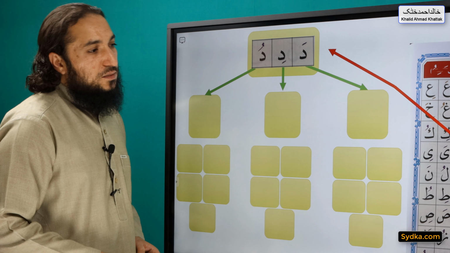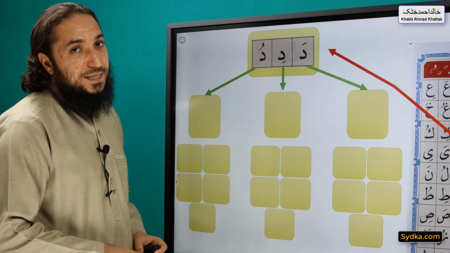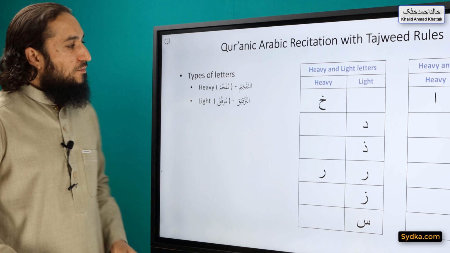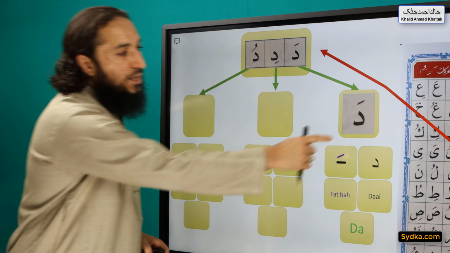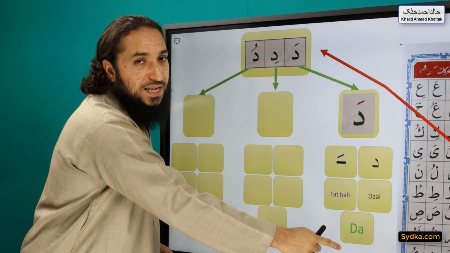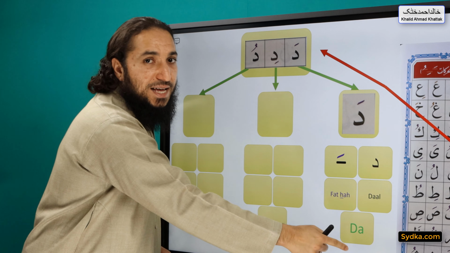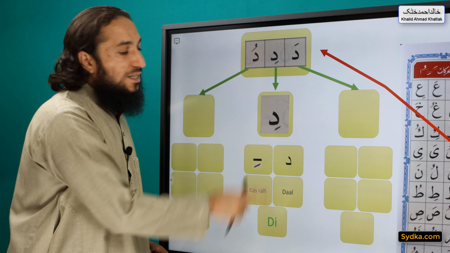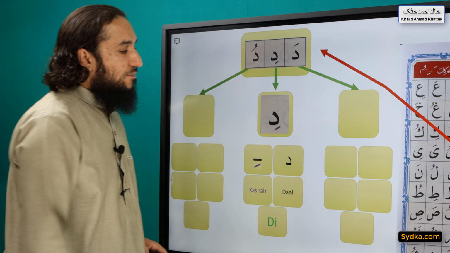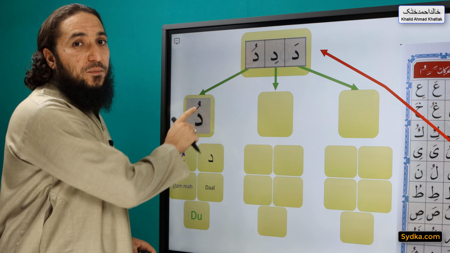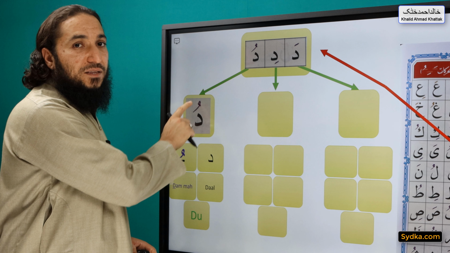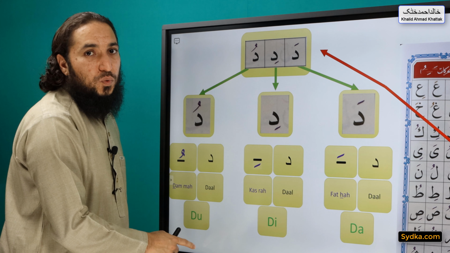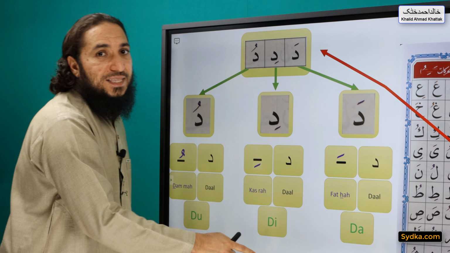The next 3 syllables are about the letter Dal, and Dal is one of the light letters. Dal fatha da. Dal kasra di. Dal dhamma du. Da di du.